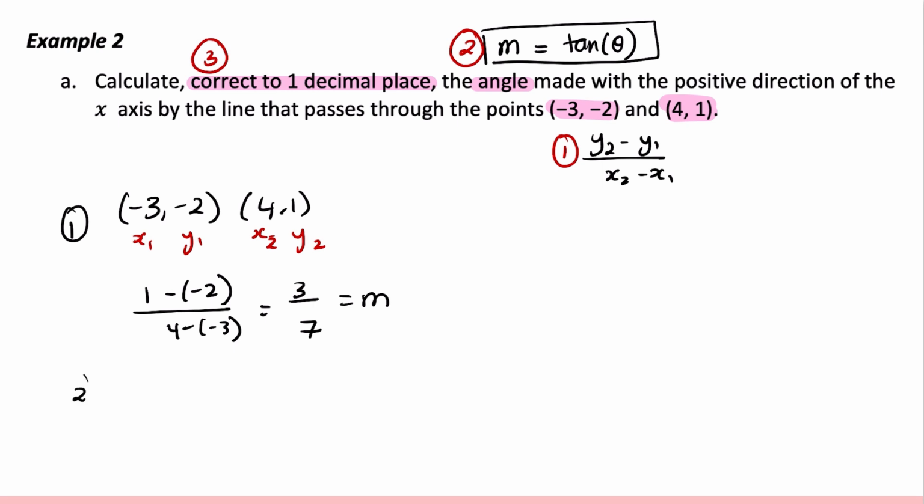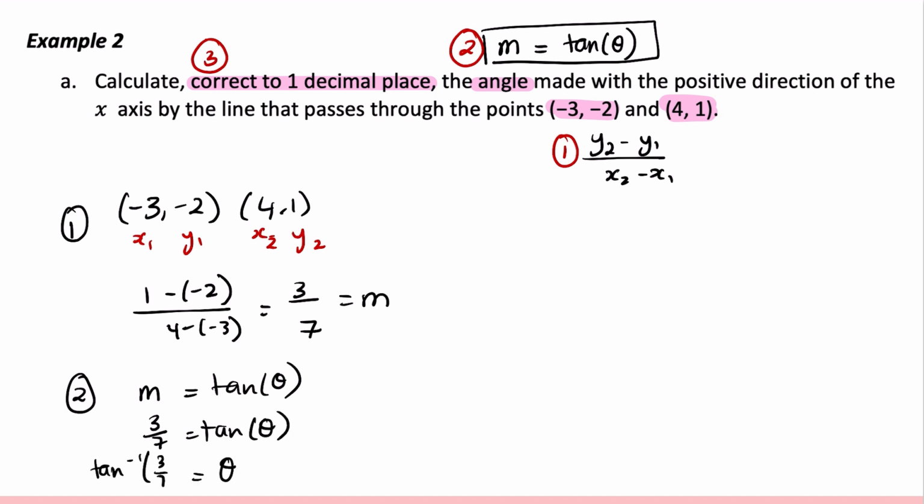The second thing I'm going to do is I'm going to now equate it into the equation. So m equals tan theta. I know that m is 3/7. That's equal to tan theta. And to get theta by itself, I'm going to take tan inverse of 3 on 7. Now what that's going to equal, once you put that into your calculator, you get 23.2 degrees.